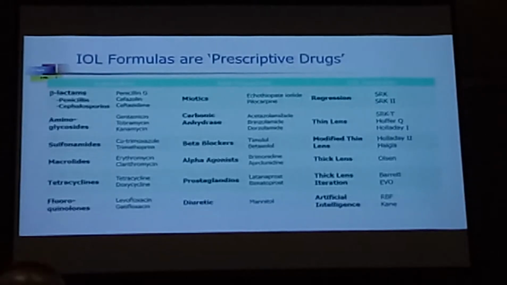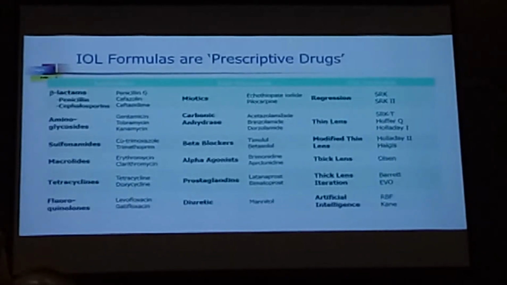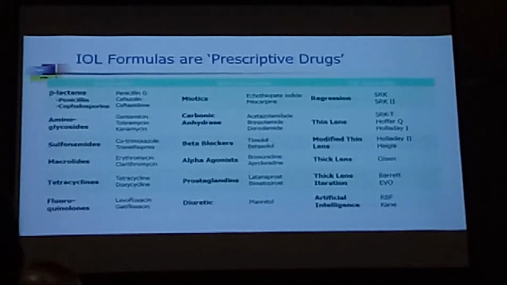Another way to look at it is, in fact, there's a question in the FDA whether our formulas should be considered as prescriptive drugs. If you look at antibiotics, there are many different types. They are used for different purposes, and there are different side effects. The same with anti-glaucoma drugs. The same for IOL formulas. There are actually many formulas. Some of the bad formulas, just like bad drugs, we don't use anymore. And then we keep moving, just like drugs, we move on to newer drugs, the formulas keep moving too, and there are different classes as well.